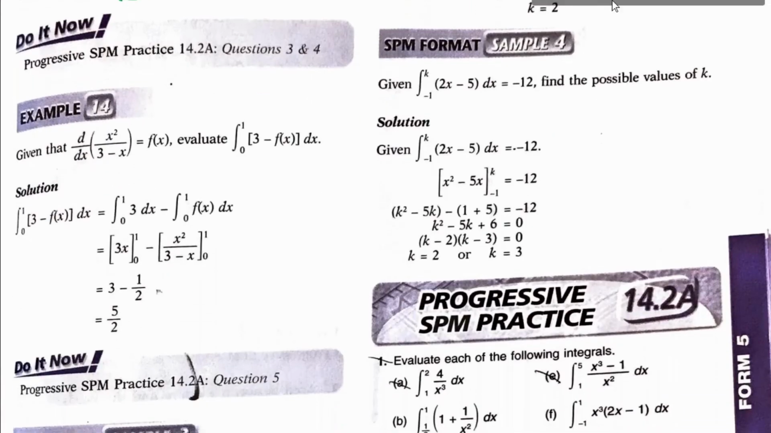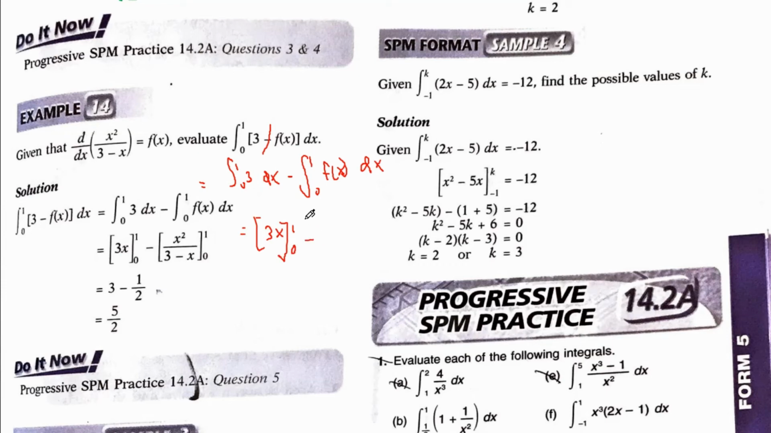Example 14. Given that d/dx of (x squared over 3 minus x) equals f(x), evaluate the integral from 0 to 1 of (3 minus f(x)) dx. From integration we can separate into 2: integrate 0 to 1 of 3 dx minus integrate 0 to 1 of f(x) dx. So integrate 0 to 1 of 3 dx is just 3x from 0 to 1, minus the integral of f(x).